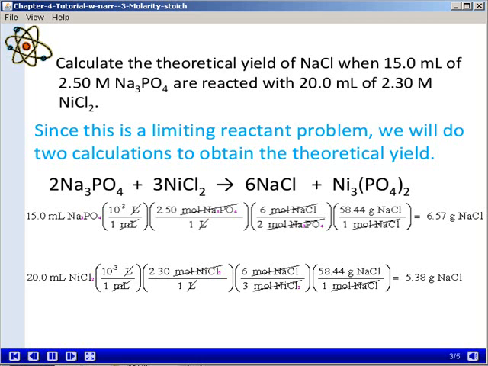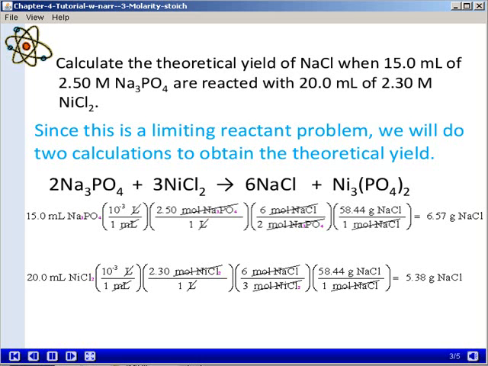And notice that with both of these calculations, the first part of the calculation, the first two conversion factors, amount to converting from volume of a solution to moles of solute, because we know that volume in liters. That's the first conversion factor, converting from milliliters to liters. Volume in liters times molarity of the solution gives you moles of solute. So the first two conversion factors amount to converting to either moles of sodium phosphate for the first calculation or moles of nickel(II) chloride for the second calculation.